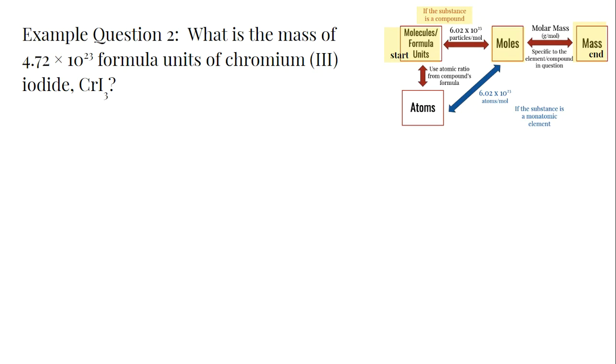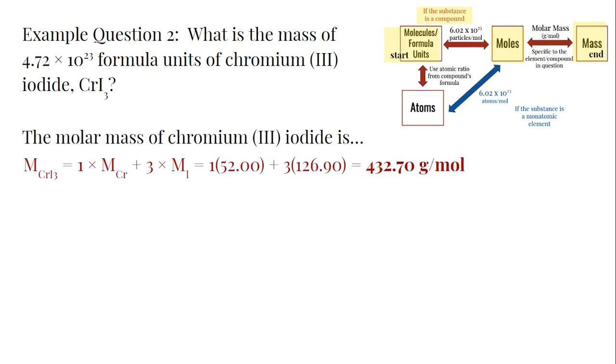So in one of our steps, we're going to need the molar mass of chromium(III) iodide. So we'll find that first, right, by taking 1 times the molar mass of chromium and then 3 times the molar mass of iodine, adding them together. So we get 432.70 grams per mole.